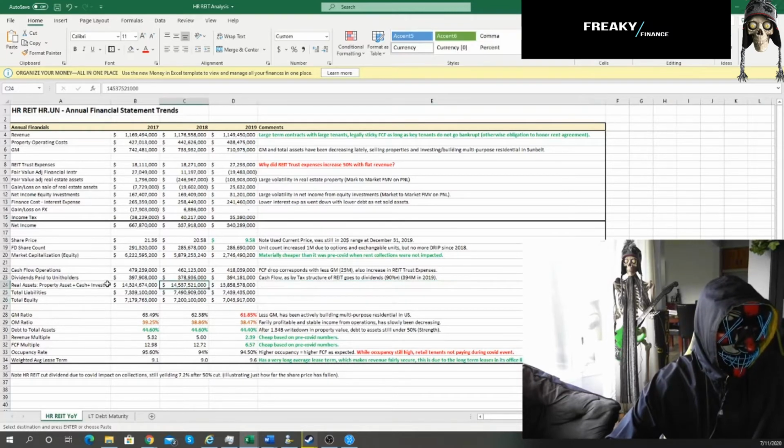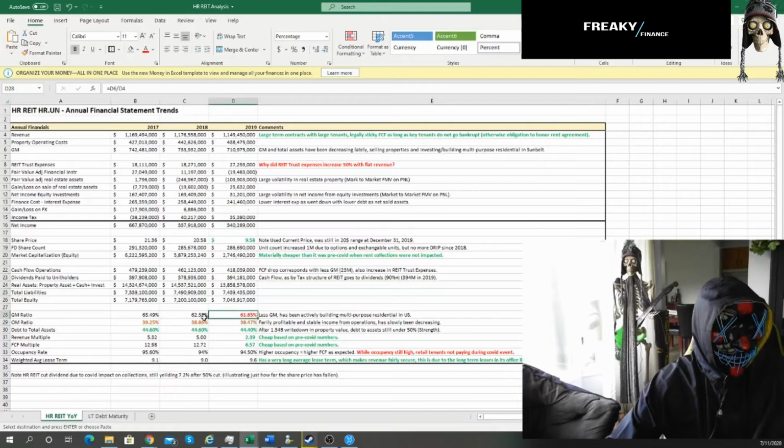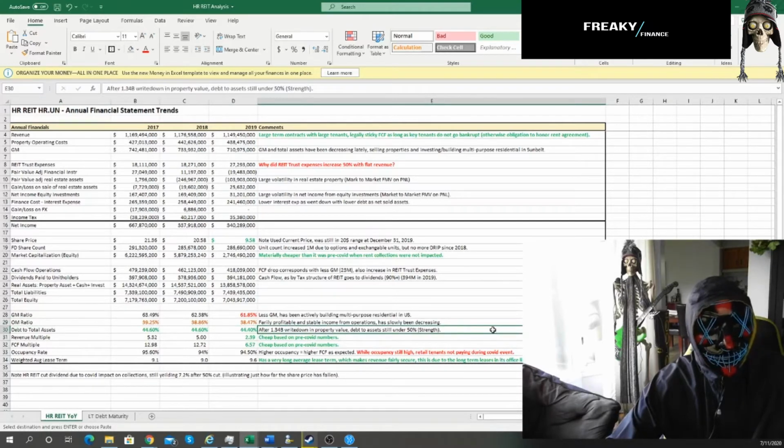And you can see the rental assets, they did sell some in 2019, and that also reduced their debt by a little bit. GM ratio slowly trending down. Operating margin ratio fairly steady, slowly trending down though. Debt to total assets actually a strength here for them. H&R REIT only had 44% debt to assets.